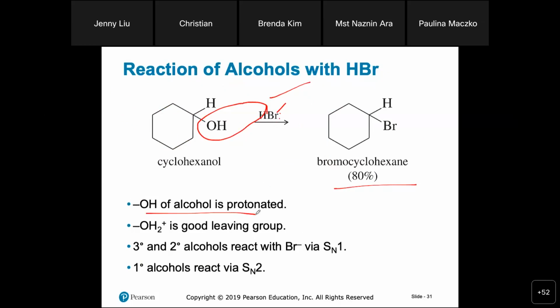So OH of alcohol is protonated, and OH2 or H2O is a good leaving group, and tertiary and secondary alcohol react with it. You need to remember, because this kind of question is a very famous and frequently asked question. This is the main reaction of alcohol, correct? So see, tertiary and secondary alcohol react with bromide ion via SN1. Primary alcohol reacts via SN2. So this is the first special feature you need to know.